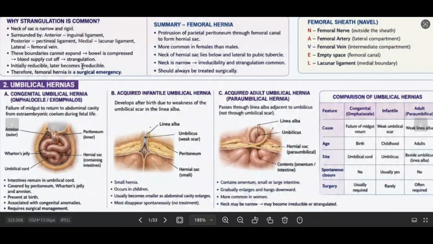Now the next line says that the femoral hernia is a surgical emergency. So why is it a surgical emergency? Because strangulation occurs here frequently. Once blood supply stops, it leads to ischemia. Ischemia leads to necrosis. Necrosis leads to perforation. And perforation leads to peritonitis. And peritonitis eventually leads to death if untreated. So hence Snell says the femoral hernia should always be treated surgically because it is a surgical emergency.